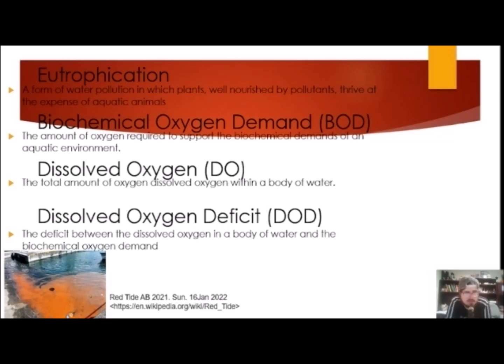This process is called eutrophication. It's a form of water pollution in which plants well nourished by pollutants thrive at the expense of aquatic animals, coming from the Greek words for well nourished.